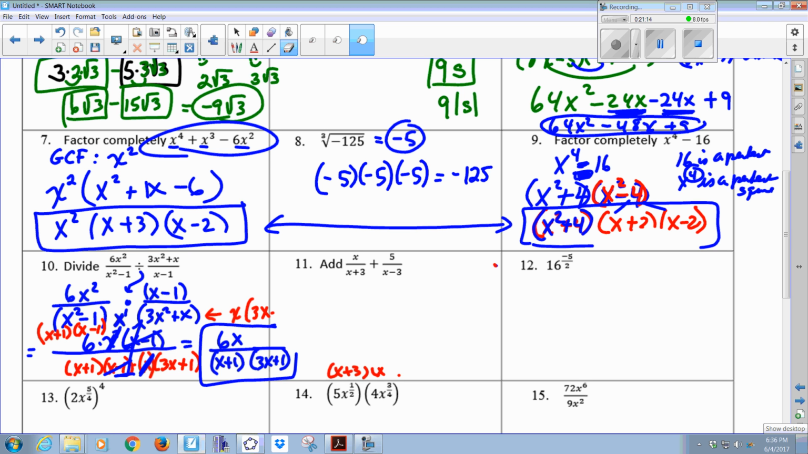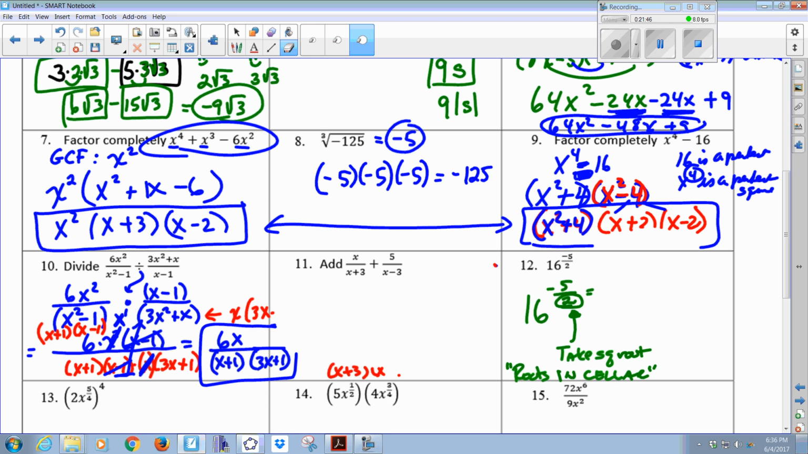So let's see, we have 16 to the negative 5 halves. So I always encourage students to do this first, which says take the square root. Your roots are in the denominator. And if you grew up in a farming community, you know your roots are in the cellar. On a farm, you put your potatoes, your beets, your carrots in the cellar. The roots always go in the cellar.